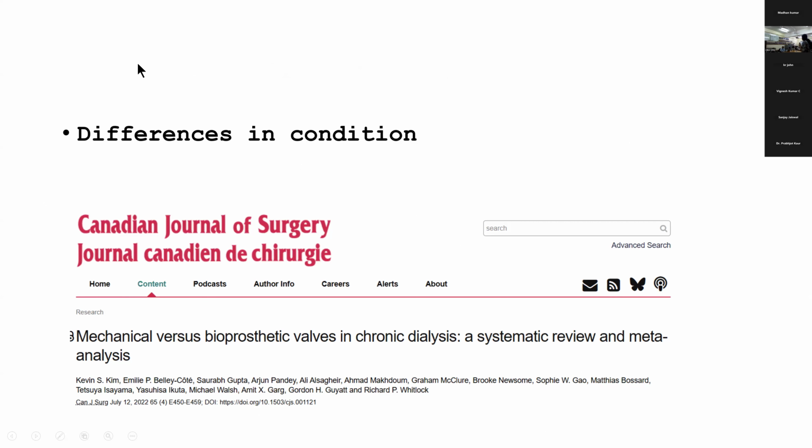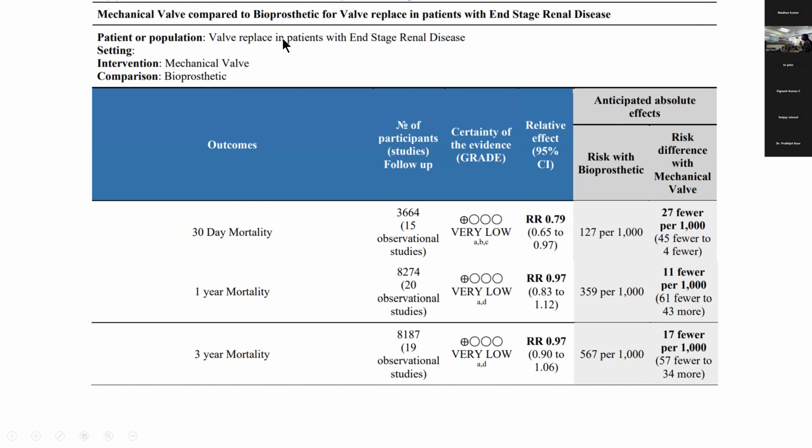Next, there can be differences in your condition. This was a systematic review which looked at mechanical versus bioprosthetic valves in chronic dialysis. The intervention was mechanical valve and the comparison was bioprosthetic valve. Overall, at the end of 3 years, there was no great difference in the mortality between both the valves. So what do you think will actually motivate a person to choose either of the valves? The adverse effects. You're looking at bleeding. If you're giving a mechanical valve, you'll have to put the patient on anticoagulation. If the patient is on a bioprosthetic valve, you don't need to give anticoagulation.